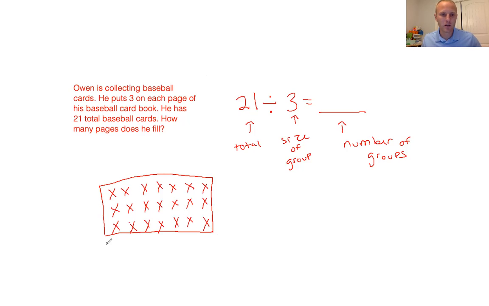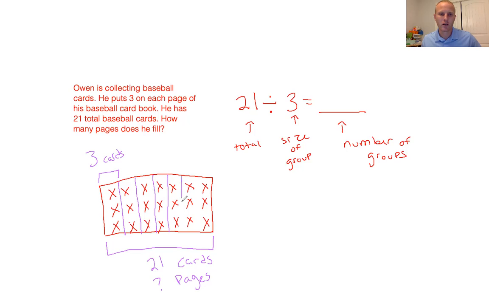And now I can identify what I know so far. Well, I know that contained in here in my book is 21 cards. I don't know how many pages I need yet. And I know, well, I'm going to find out here in a moment, that there's 3 on each page. 3 cards. So each unit is going to be 3 cards. Again, we call these sections units. And I'm going to keep making these units until I get to the end.